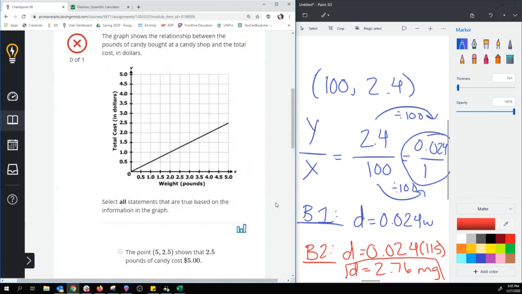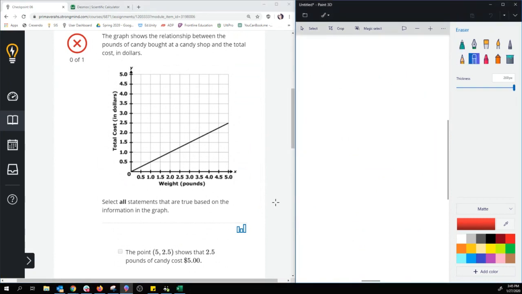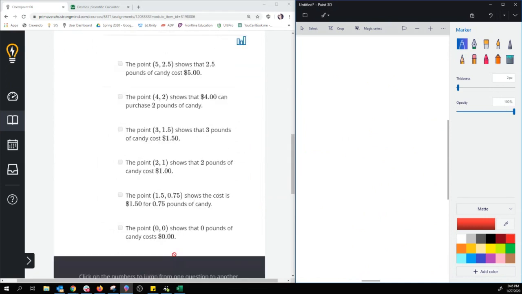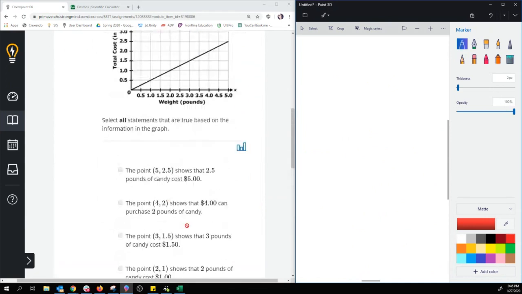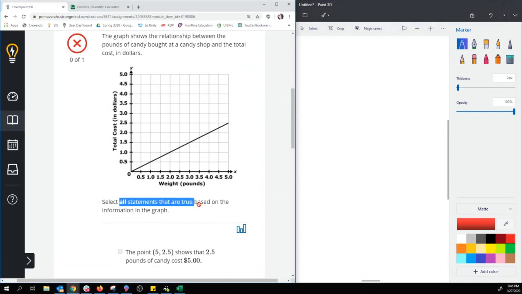All right, the next one here. This graph shows us the amount of weight for bags of candy and then how much you pay based off of how much your bag of candy weighs. So we're going to read through all of these different statements and figure out which ones are true and which ones are false. We want to select all the ones that are true.